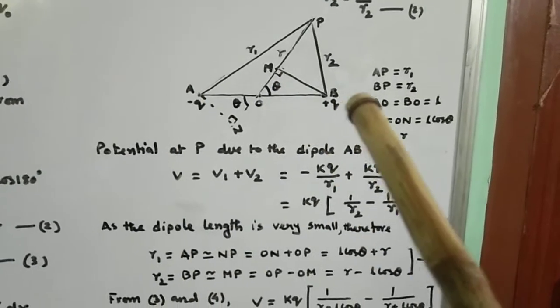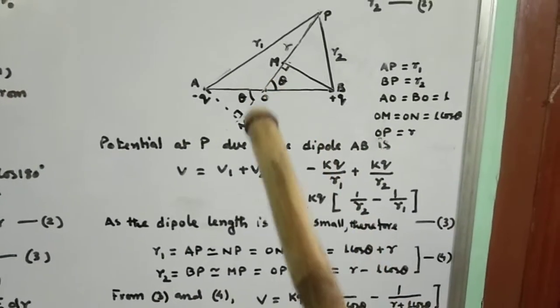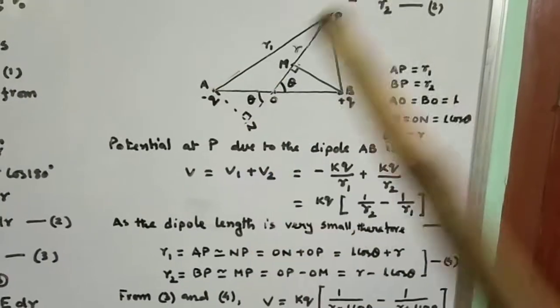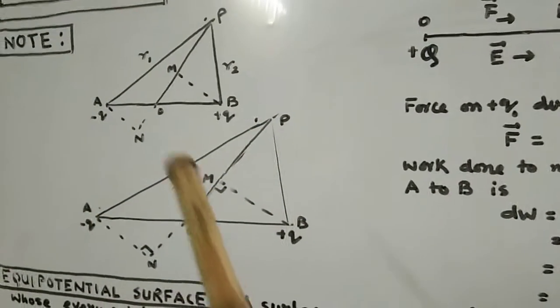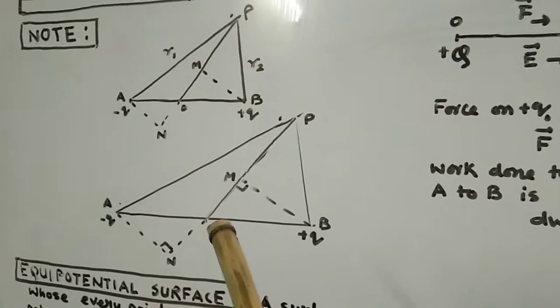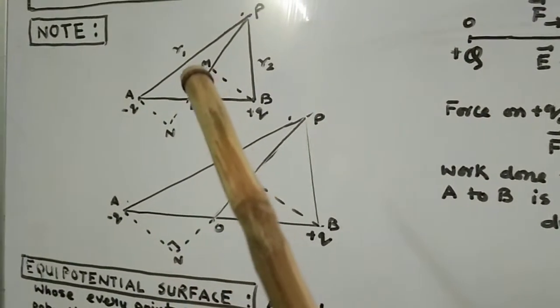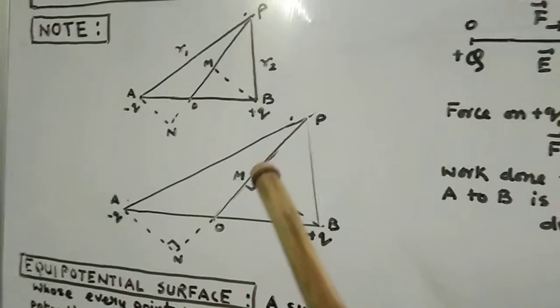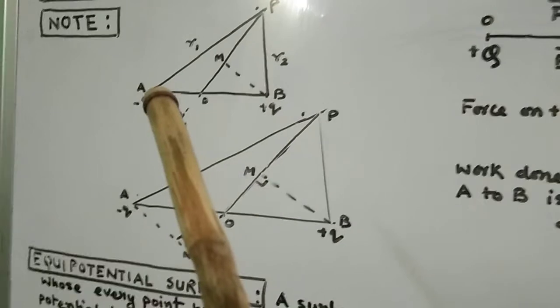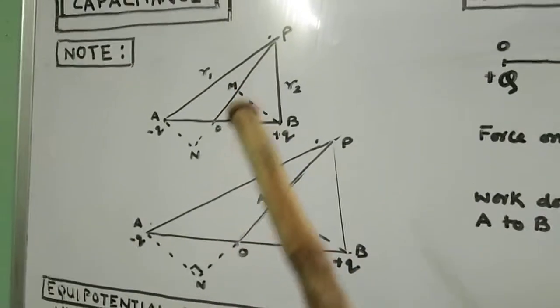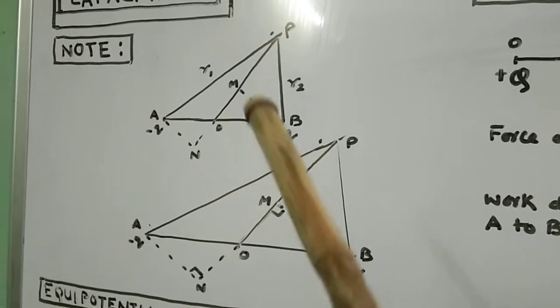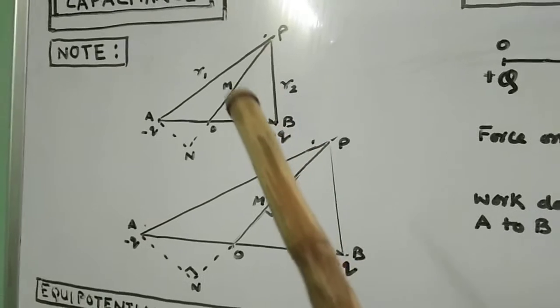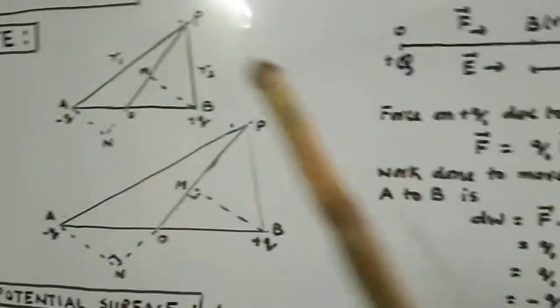So the explanation is: as the length of the dipole is very small, ON goes off, and ultimately AP is nothing but NP. You can compare this with these two figures. As the length AB is smaller, definitely the ON value is less than the ON value here. Similarly, the OM value is less here. So if we make A and B very close to each other, you can approximate that ON vanishes, and then ultimately AP is NP, and similarly BP is MP. This approximation you have to understand.